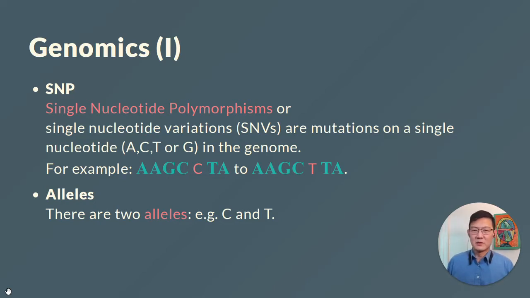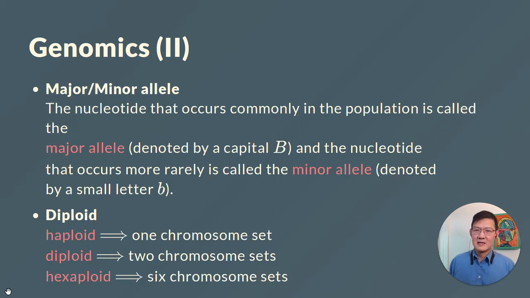Given that we have these two possible sequences, we say that there are two alleles, C and T, at that particular location or locus. Now, the allele that occurs more commonly in the population, not in a particular individual, but across the population, is called the major allele, often written as big B, and the one that's less common is called the minor allele, little b. Actually there are more than two possible alleles because there are more than two possible bases, but by and large we tend to look at major and minor alleles only.